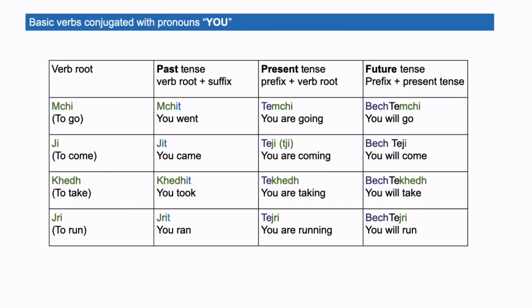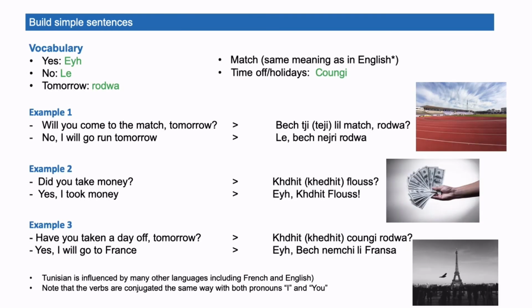The verb jri, to run. Jrit, you ran in the past. Tejri, you are running in the present. Besh tejri, you will run. Now we can start building some simple sentences.